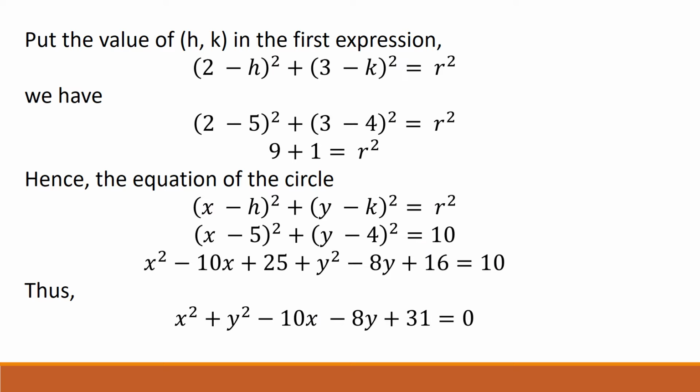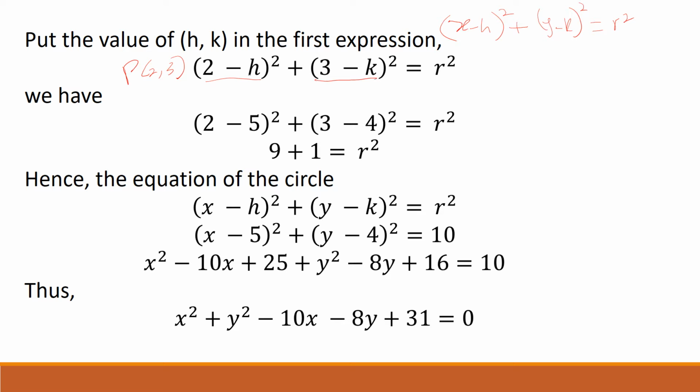Alright, let's continue. So I want to put the values of h and k in our first expression. Our first expression is (x minus h) all squared, plus (y minus k) all squared, equals r squared. That's our first expression, and this one is when it passes through P, and our P is (2, 3). So we have this.